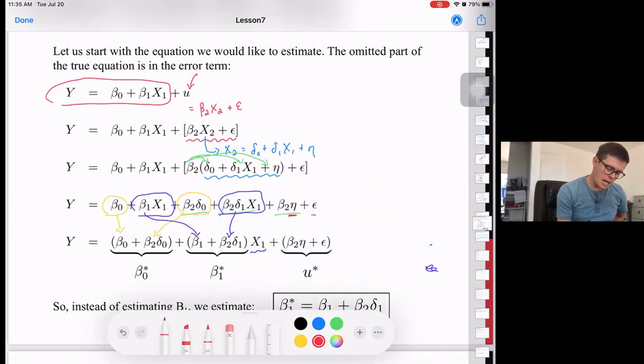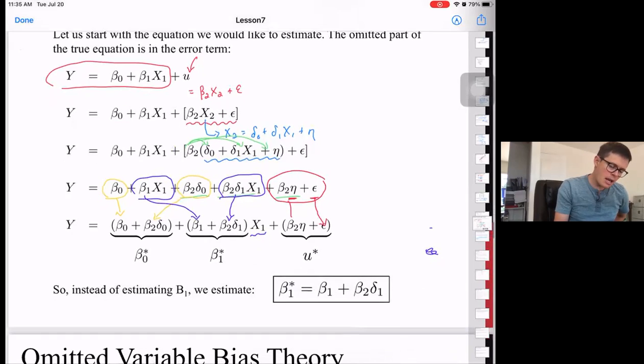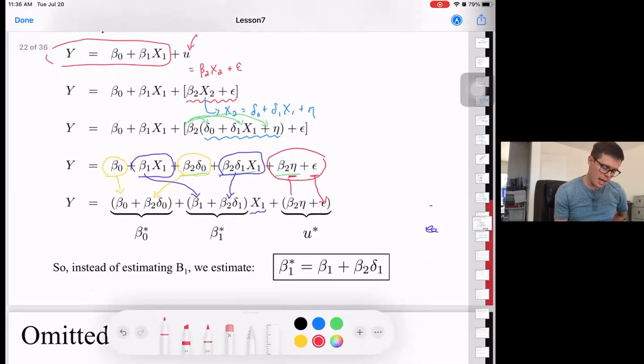So we have eta and we have epsilon, and everything that's connected to eta and epsilon will be the new error term. Okay, so what do we learn? We learn that the beta naught that we're able to estimate is slightly wrong. The beta naught that we're going to estimate is the true beta naught plus the beta 2 that we would have estimated times the delta naught, which is the intercept from x2 on x1.